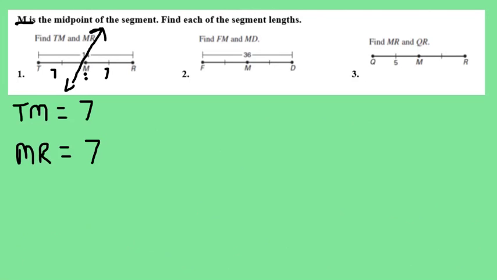So then the next one, again, very similar. We want to find the length of segment FM and segment MD. Again, we know this whole length here is 36. This is our midpoint, so we want to chop it right down the middle.